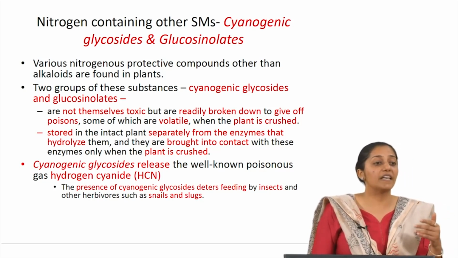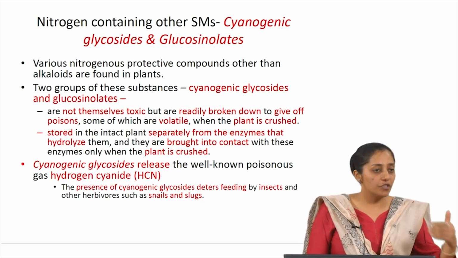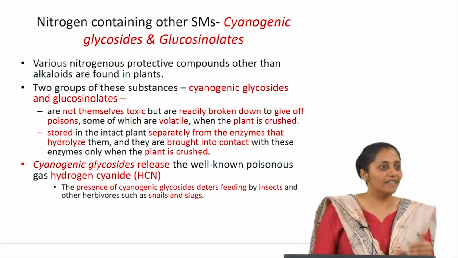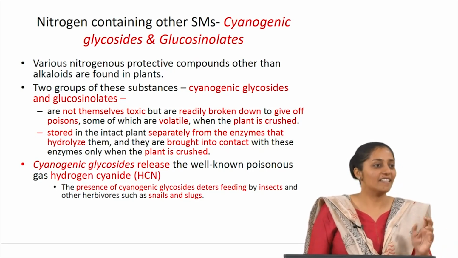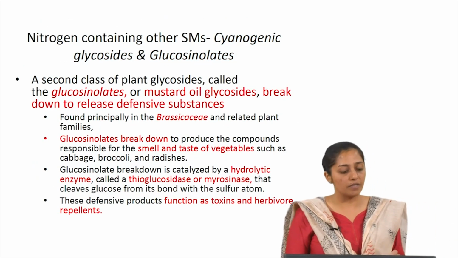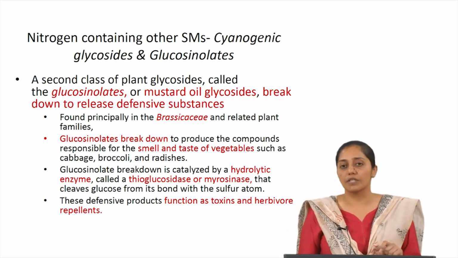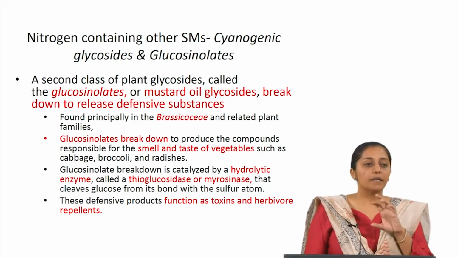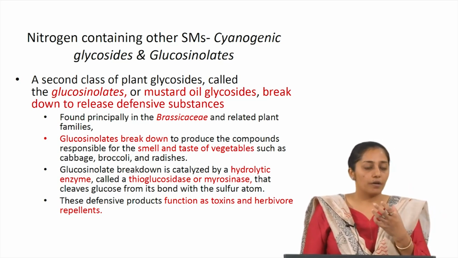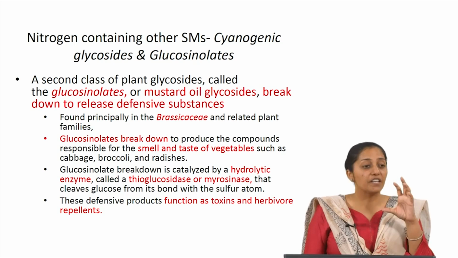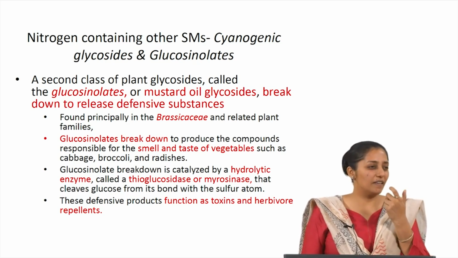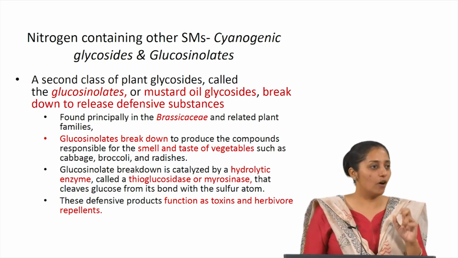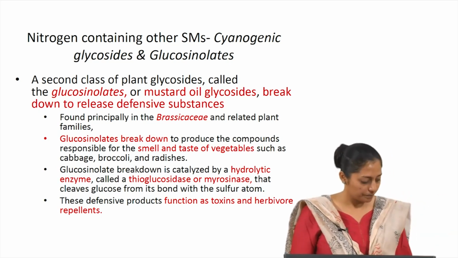So, this is like it flows through generations. So, it is kind of acquired deterrence. Now, the second class of plant glycosides I was talking about is glucosinolates, which are also called mustard oil glycosides. They are present in plants like your cabbage or your radish, which has a very different, strong taste. So, it acts like a feeding deterrent for the feeders.